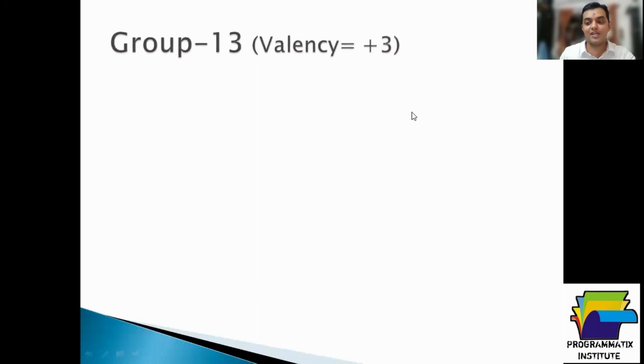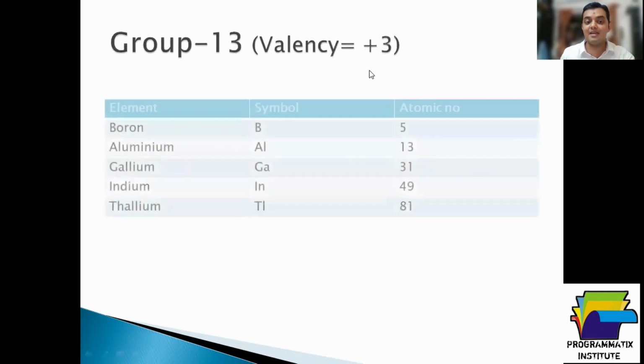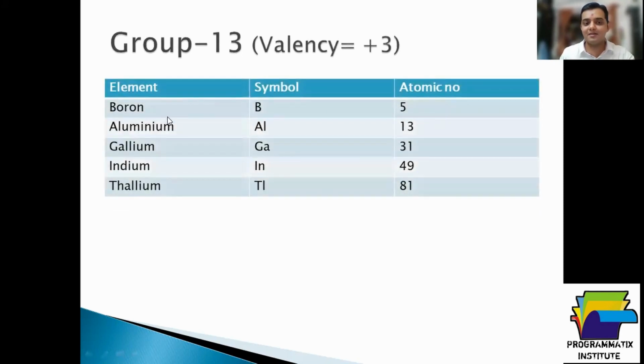Group 13, like you know, group 1 valency is +1. Group 2 valency is +2. Similarly, in group 13, you have to catch 3. So the valency is +3. Going to the elements, you know: boron, aluminium, gallium, indium, and thallium.